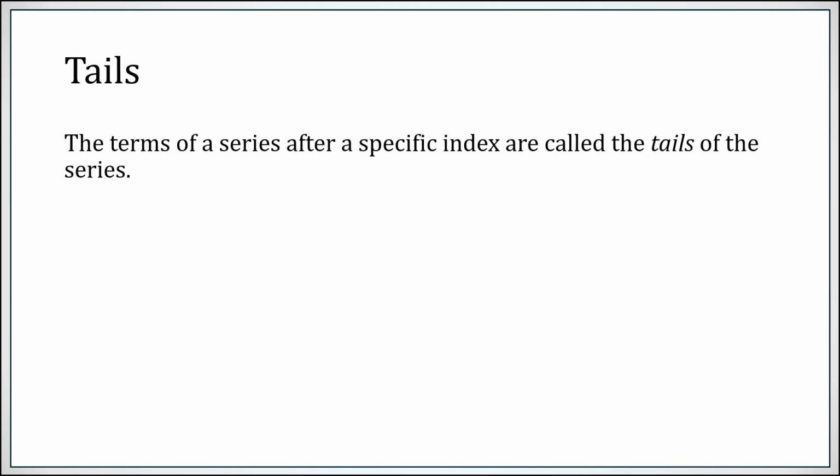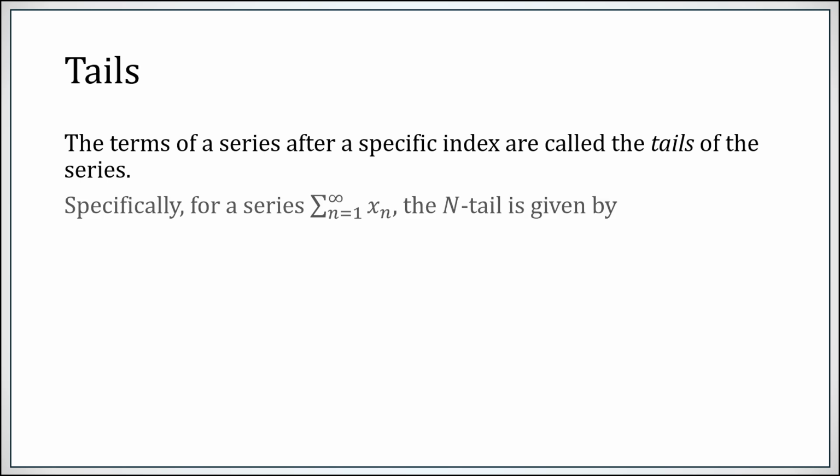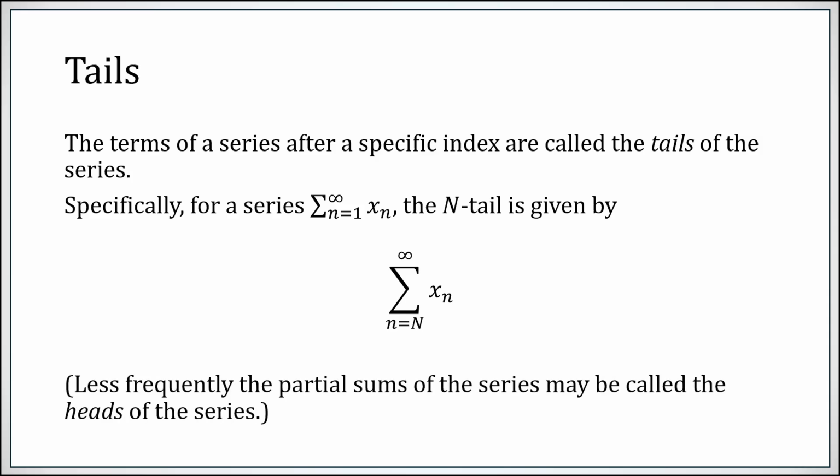Let's talk about tails of series. So the terms of a series after a specific index are called the tails, much like the tails of a sequence. So specifically, for the sum as n goes from 1 to infinity of x_n, the N tail is given by the sum as n goes from capital N to infinity. Less frequently, the partial sums may be called the heads of the series. Note that the partial sum is the sum up to a certain point. The tail is the sum after a certain point. So tails versus heads. That notation is a lot less common than partial sum.